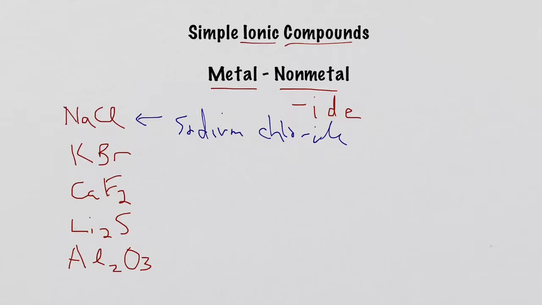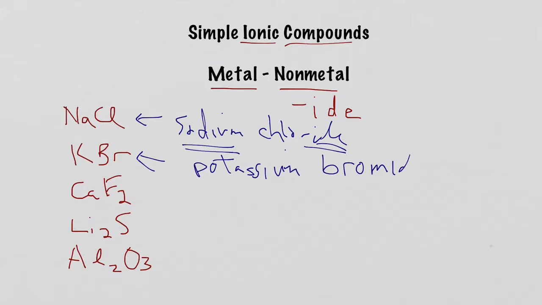So what happens is you use the entire name of the metal, but for the nonmetal, instead of calling it chlorine, we change the ending to IDE. For the next one, potassium, not bromine, but bromide. And again, I apologize for my handwriting here. So potassium bromide, change the ending.